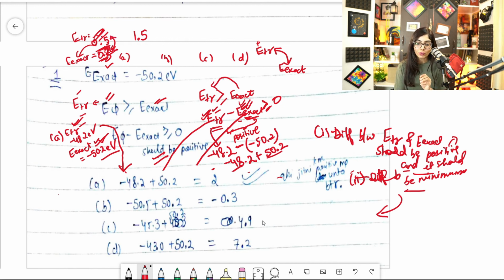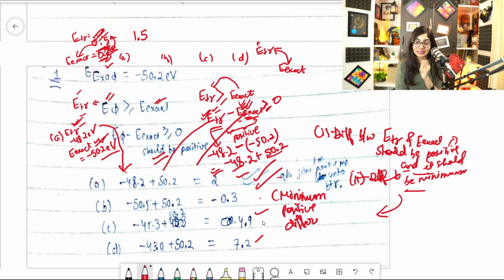So among 2, 4.9, 7.2, I'll say 2 because it has the minimum difference, right? Minimum difference means the lesser positive value. Clear? So 2, 4.9, 7.2, it has minimum difference here, minimum positive difference. I'm writing over here, minimum positive difference. Clear? So I hope you got this, and A would be the answer, and this will be the right option. And if such type of question repeats again, you have to do like that.